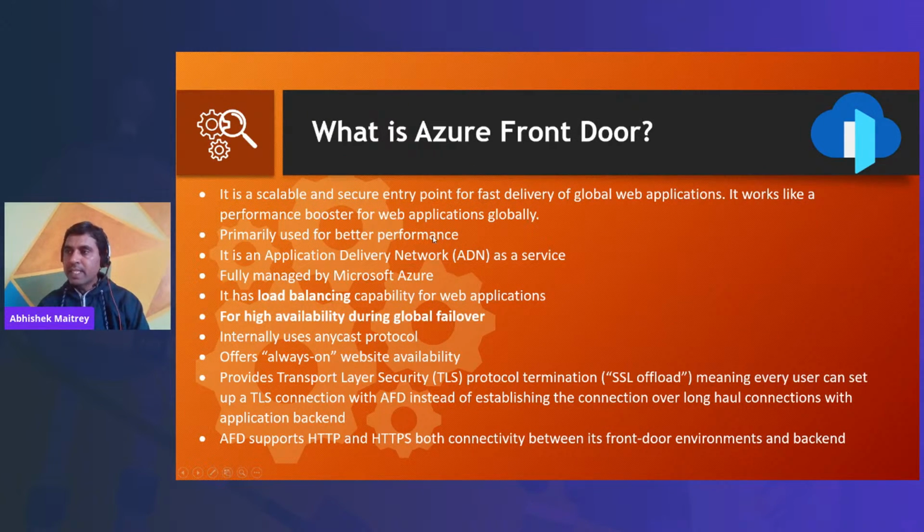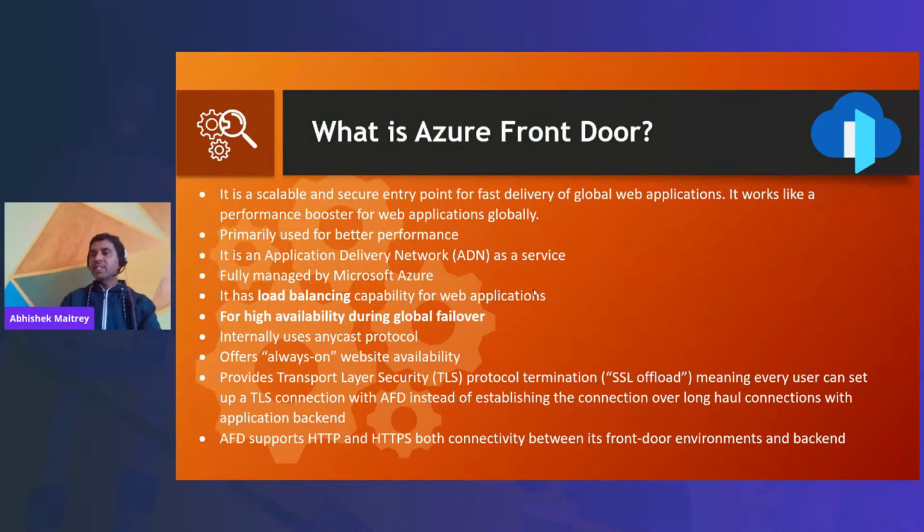The diagram I have shown is a complete delivery network, whereas it has inbuilt connection from one network to another network internally, and it is fully managed by Microsoft Azure. It has a load balancing capability for the web application. In my initial statement, I was saying, when there is a load balancing service available, why do we need the Front Door service separately? Because load balancer is a kind of routing solution, and Front Door is a kind of routing solution.